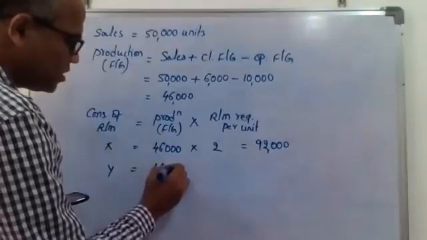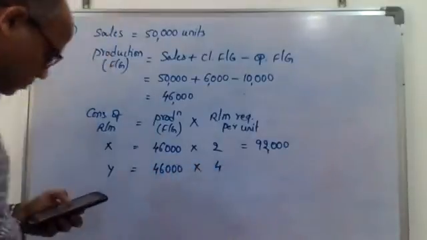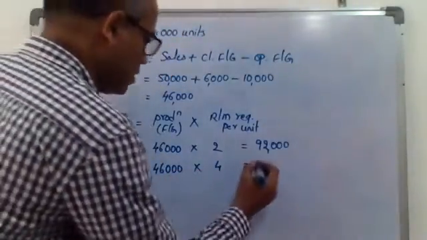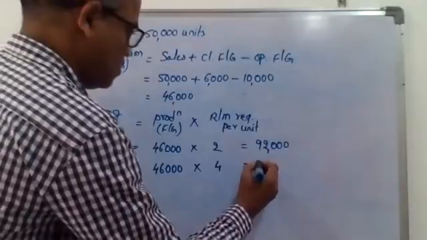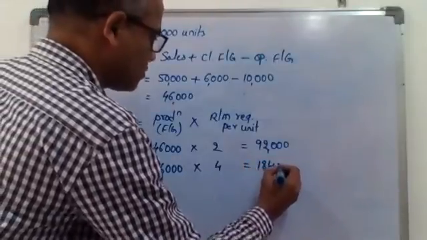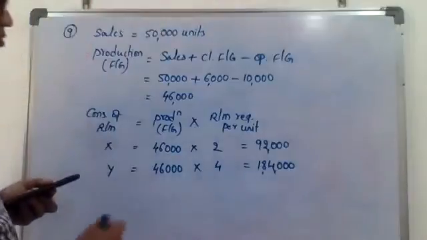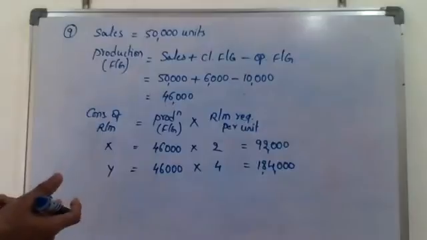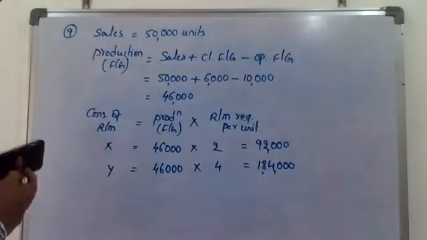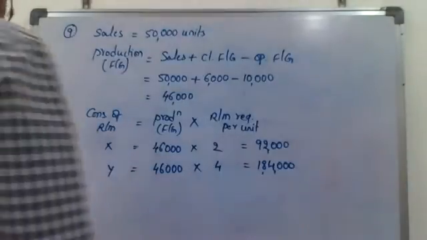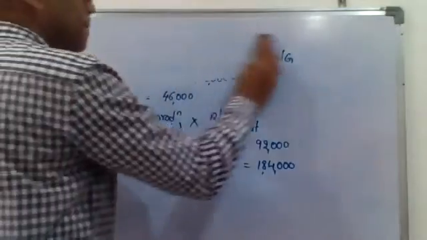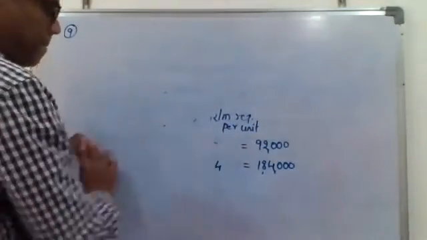And 46,000 units is the production. It requires 4 units of material Y. This will be how much? It will be 1,84,000. Right? This is your consumption. Now, once you have the consumption with you, what you have to do is called the raw material purchase budget. So, going to the next, 92,000 and 1,84,000 consumption.